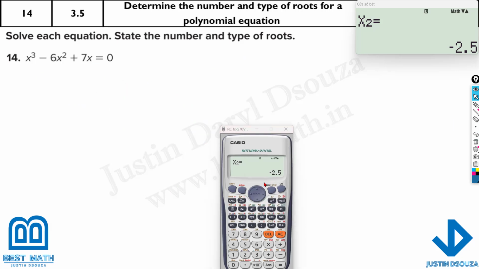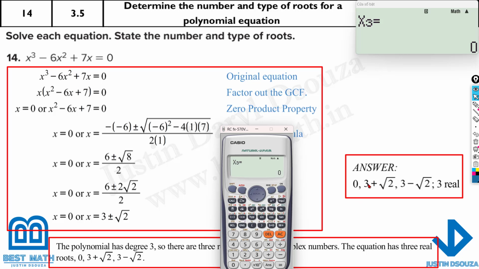What about this problem? It's cubic, mod phi and 4. It'll be 1, minus 6, and 7. The solutions are, okay, 3 roots. They're all real roots. You can see here, 3 plus root 2, 3 minus root 2, and 0.